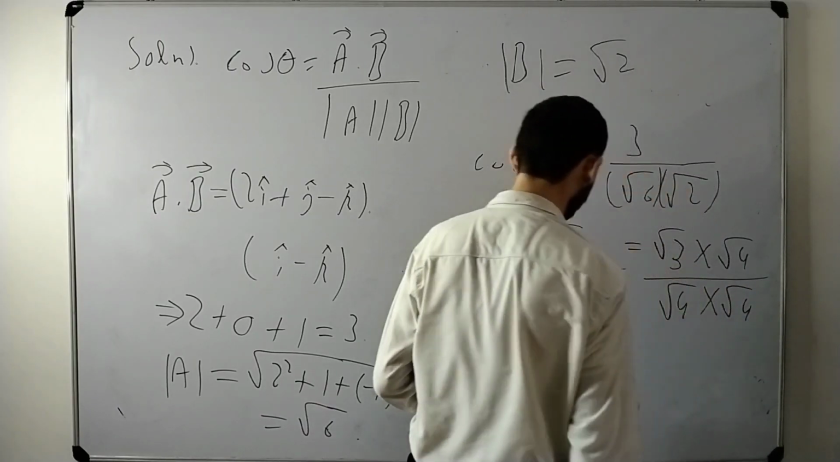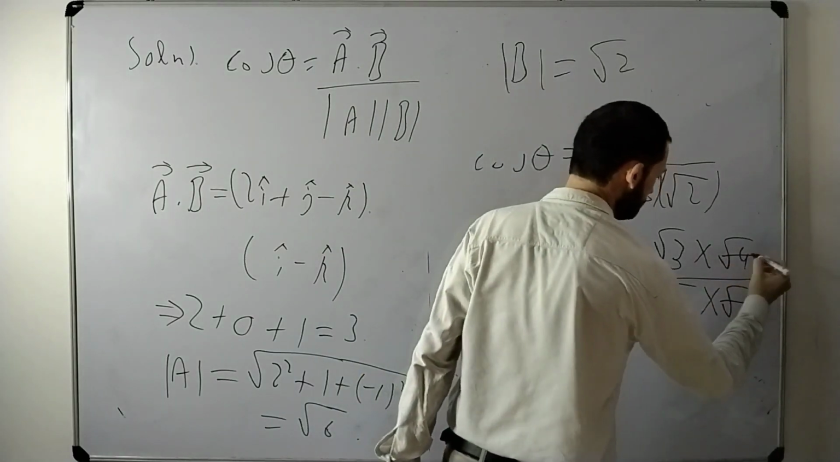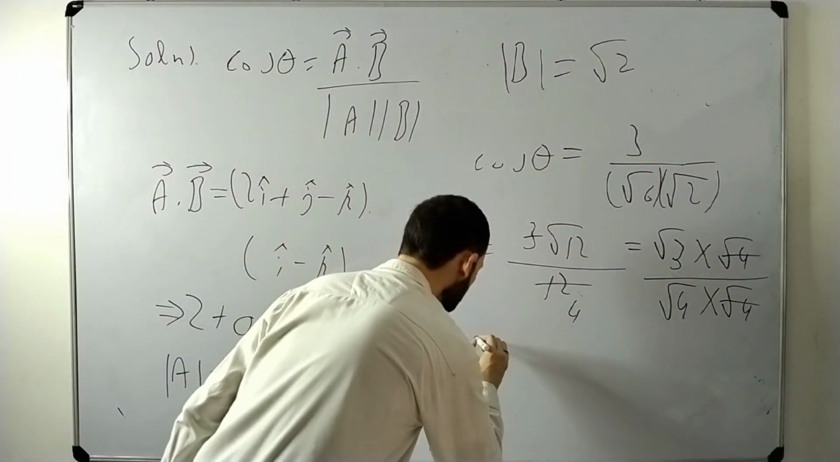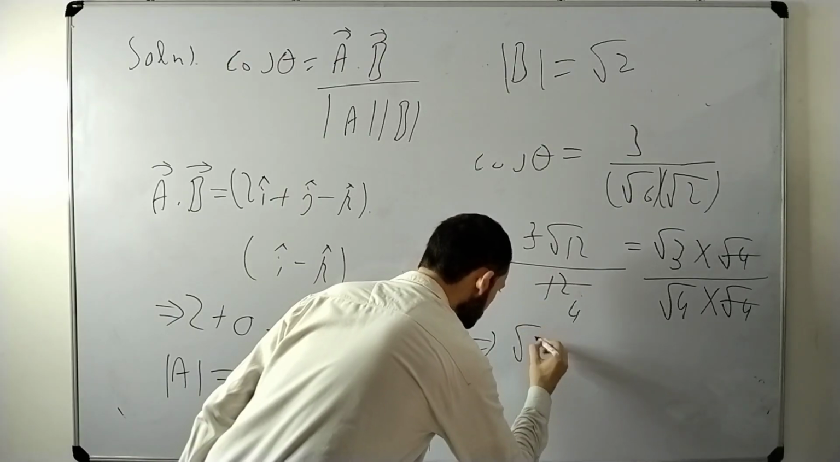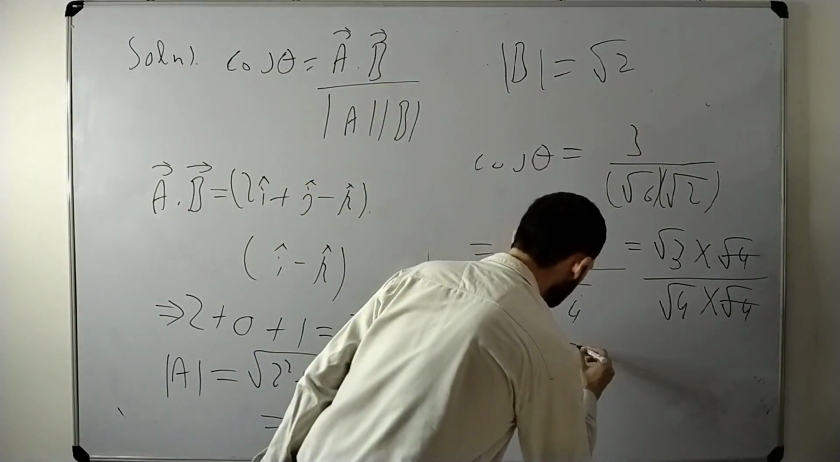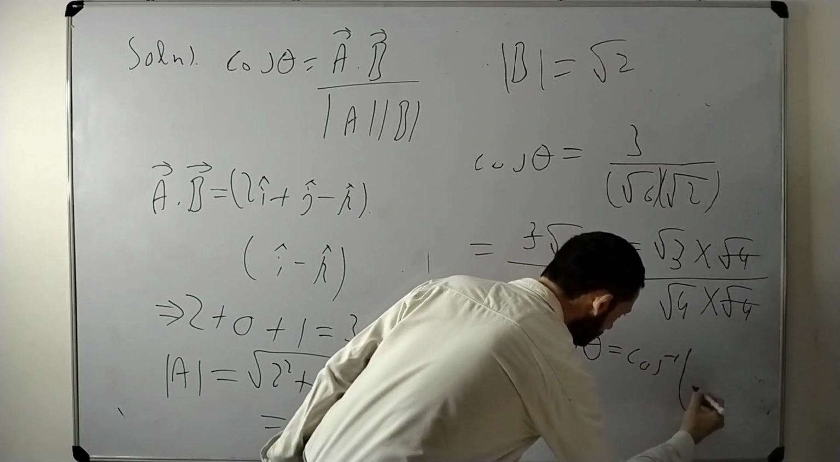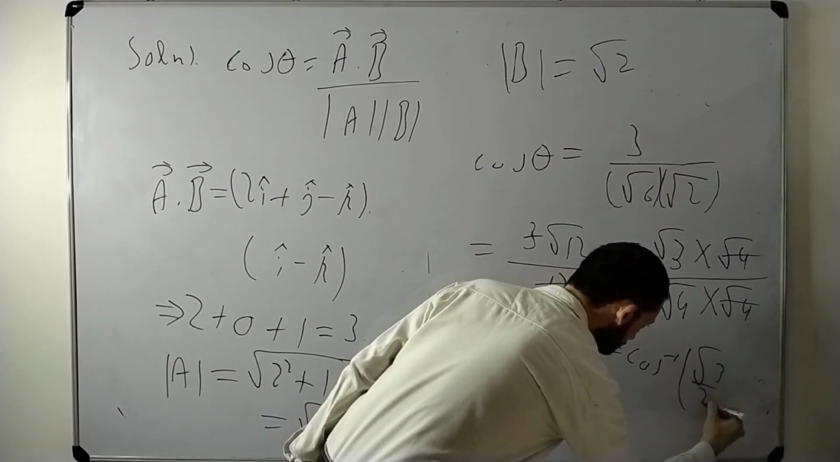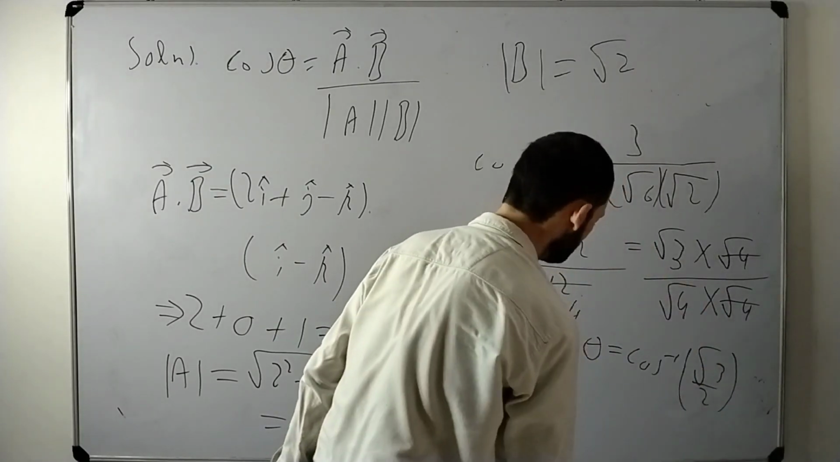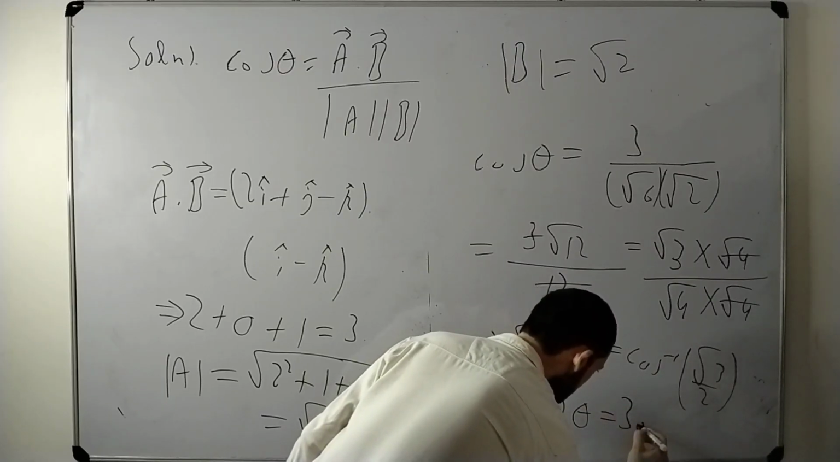What are you doing, sir? 4 could be written in this way. So then this is equal to under root 3 by 2. Cos theta has this value. Then theta should be what? Cos inverse under root 3 by 2. And what value is this? Sir, 30 degree. Yes, very nice. 30 degree.